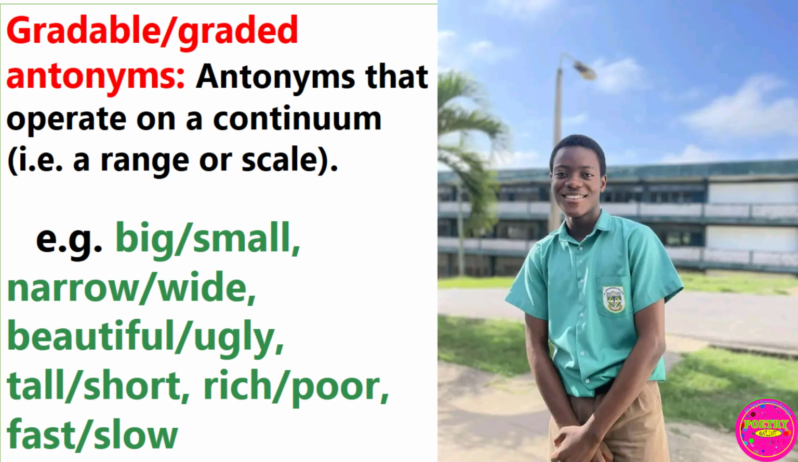That is, we can tell how big something is or how small something is. We can tell how narrow one thing is or how wide it is. We can equally tell how beautiful a person is or how ugly a person is. We can tell how short a person is or how tall the person is. We can tell how rich or poor a person is. We can equally tell how fast or slow a person is. So the kind of antonyms that operate in a continuum are called graded or gradable antonyms.